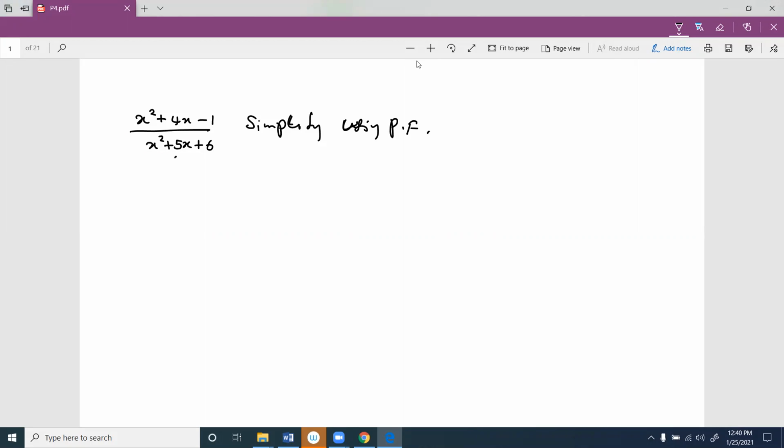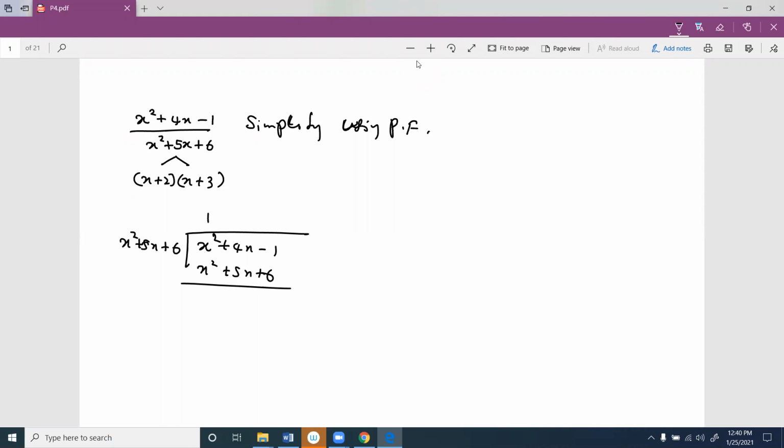Initially, you can understand the denominator is a multiplication of two different factors, that is x plus 2 and x plus 3. Before you do any kind of simplification, you first have to do long division, because the power of the numerator is exactly the same as the power of the denominator. So x squared plus 4x minus 1 must be divided by x squared plus 5x plus 6. For x squared there is 1, so 1 times x squared plus 5x plus 6. If you multiply and subtract, you get 0 minus x minus 7.